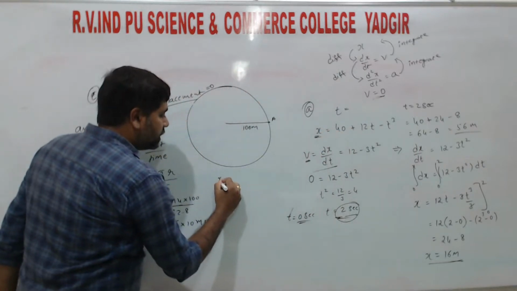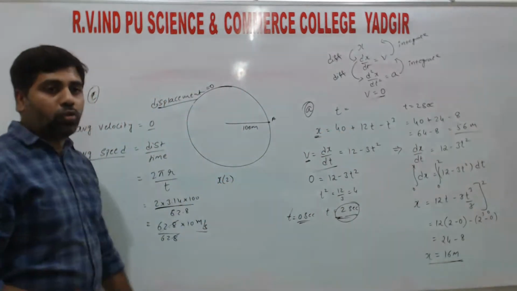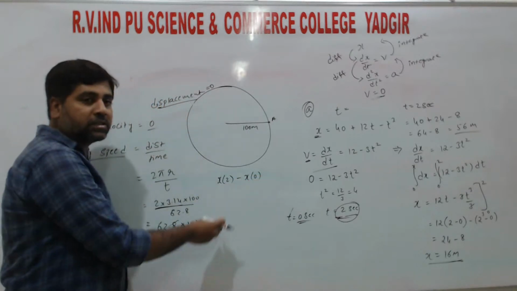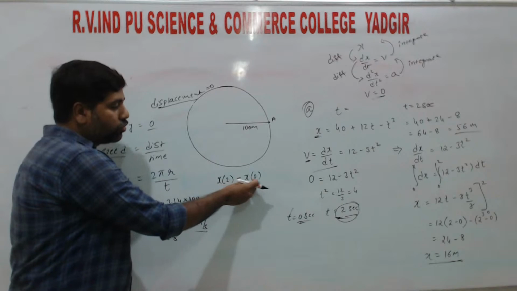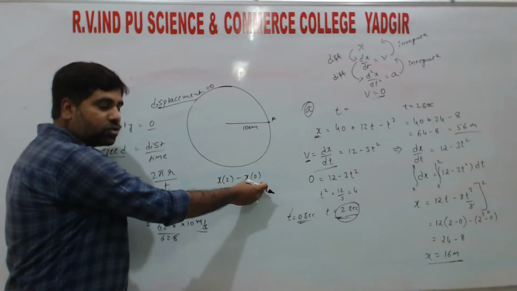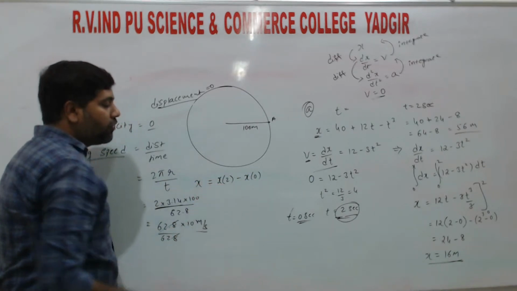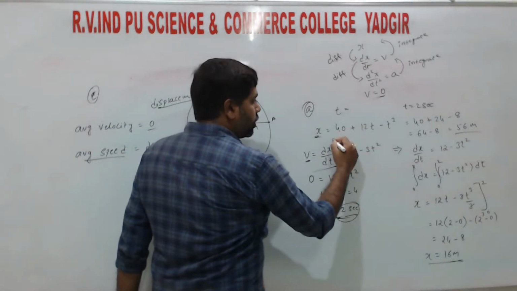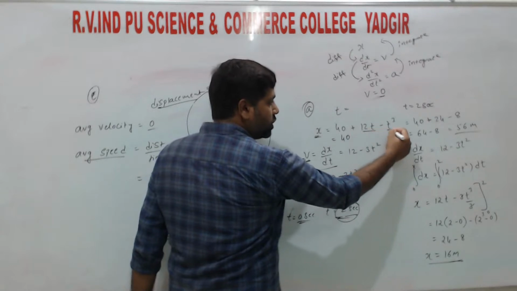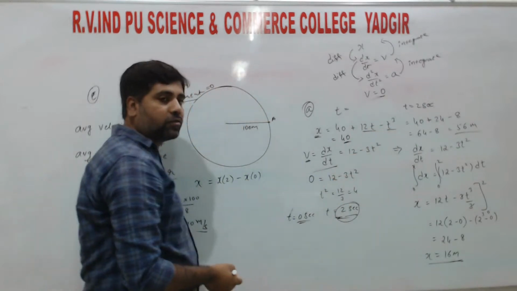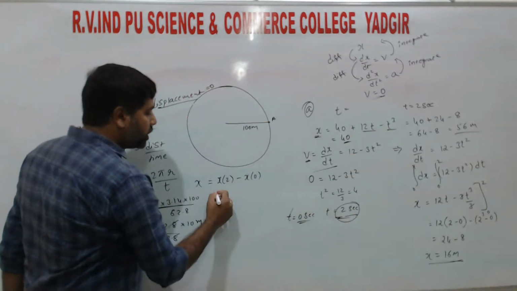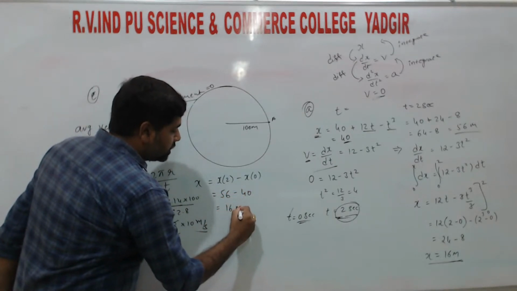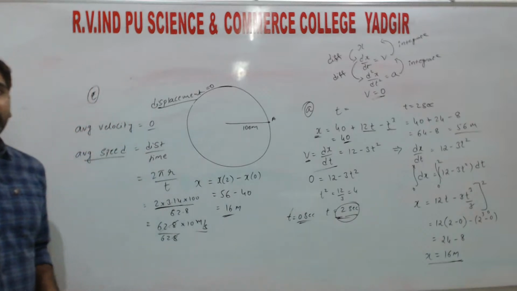So that is displacement x of 2, right, minus displacement x of 0, that is displacement when t equals 2 minus displacement when t equals 0. So this is the final displacement x. If we substitute 0 for t, this becomes 0 and this becomes 0. So x of 0 is 40. And x of 2 is 56. 56 minus 40, so again we get 16 meter, right?